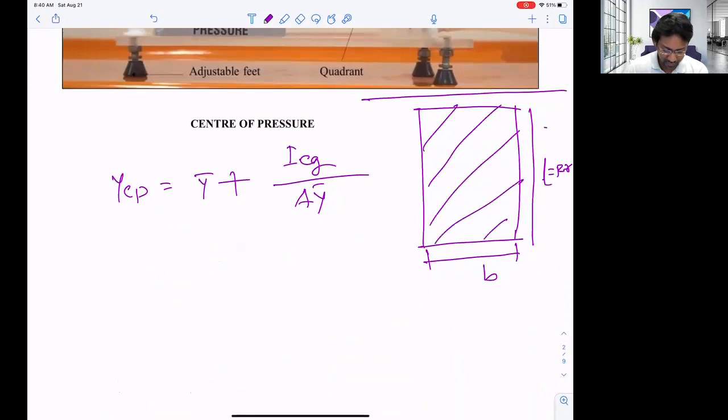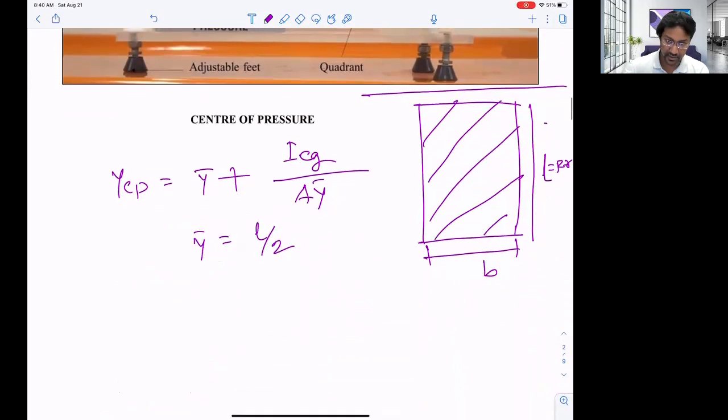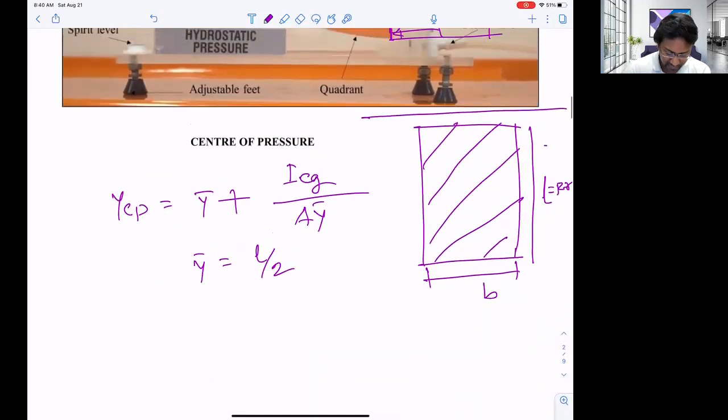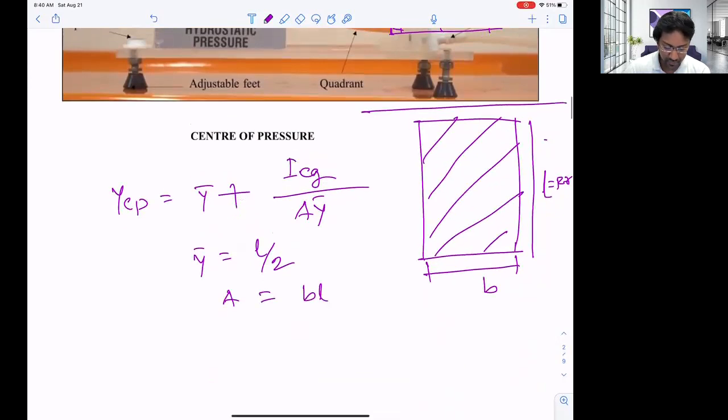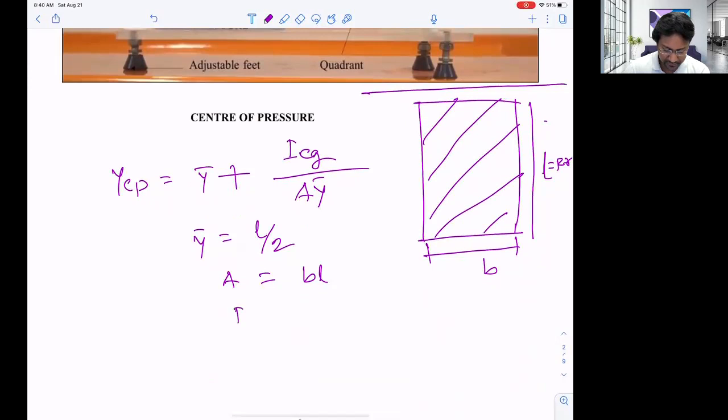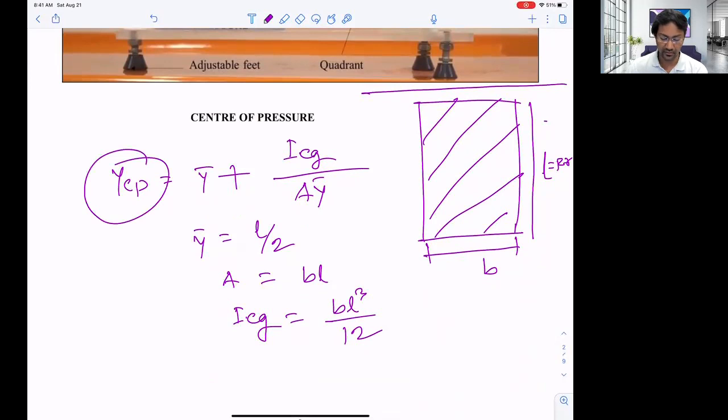So what will be the y bar then? It will be L by 2, right? And what will be A? A will be BL, okay? What will be ICG? ICG will be BL cube over 12. Then we can easily calculate yCp directly for fully submerged condition, okay?